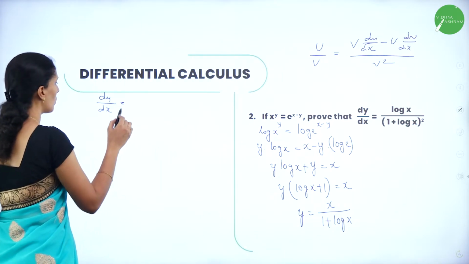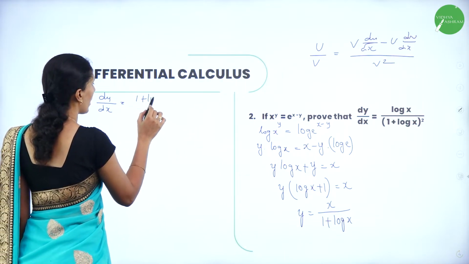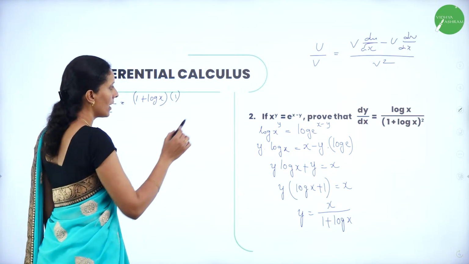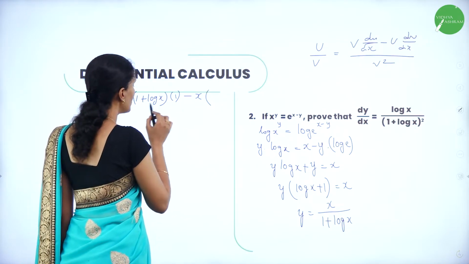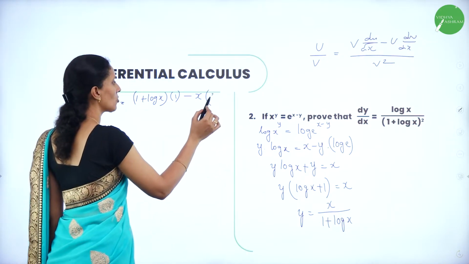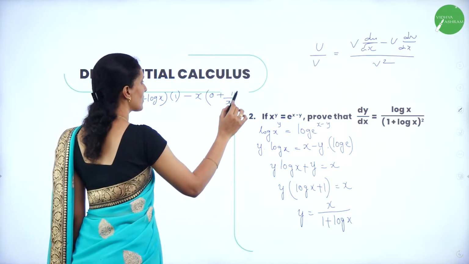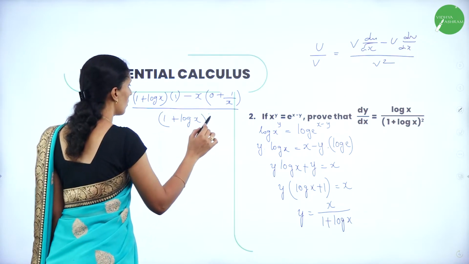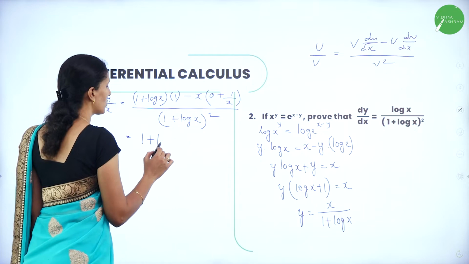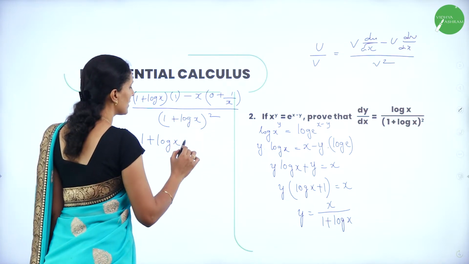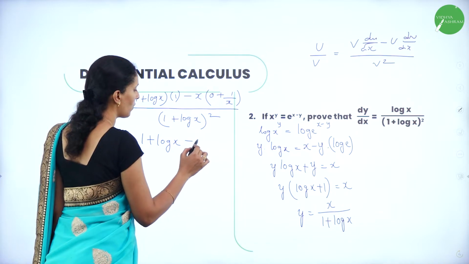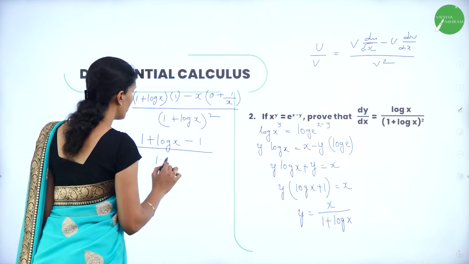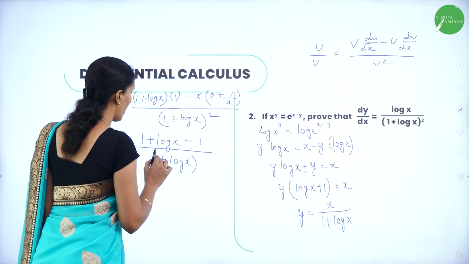So now using that rule, here it is (1 + log x) into the differentiation of the first, that is 1, minus x into the differentiation of (1 + log x); the differentiation of 1 is 0, and of log x is 1 by x, whole divided by (1 + log x) whole square. Now observe the numerator: it is the product with respect to 1, and here minus x into 0 is 0, minus x into 1 by x is 1. So again divided by (1 + log x) whole square.